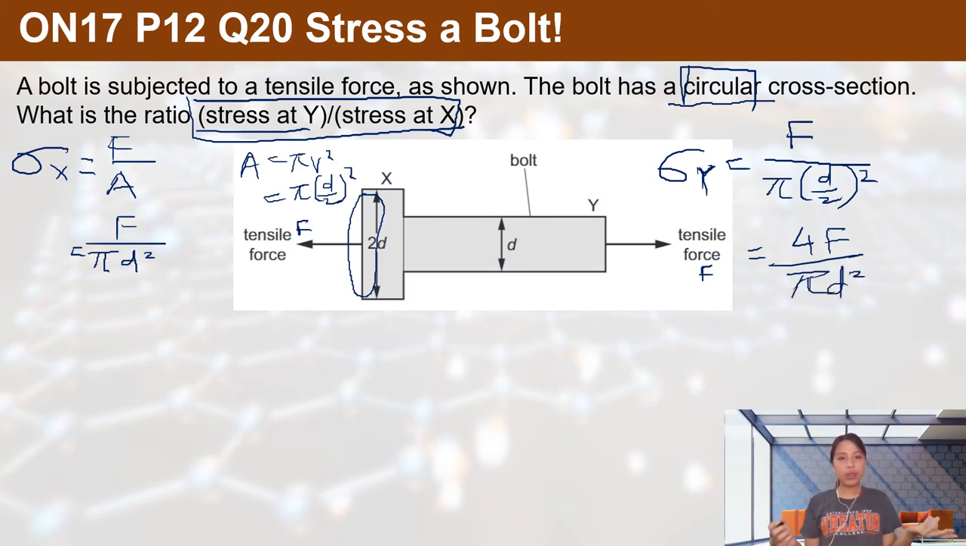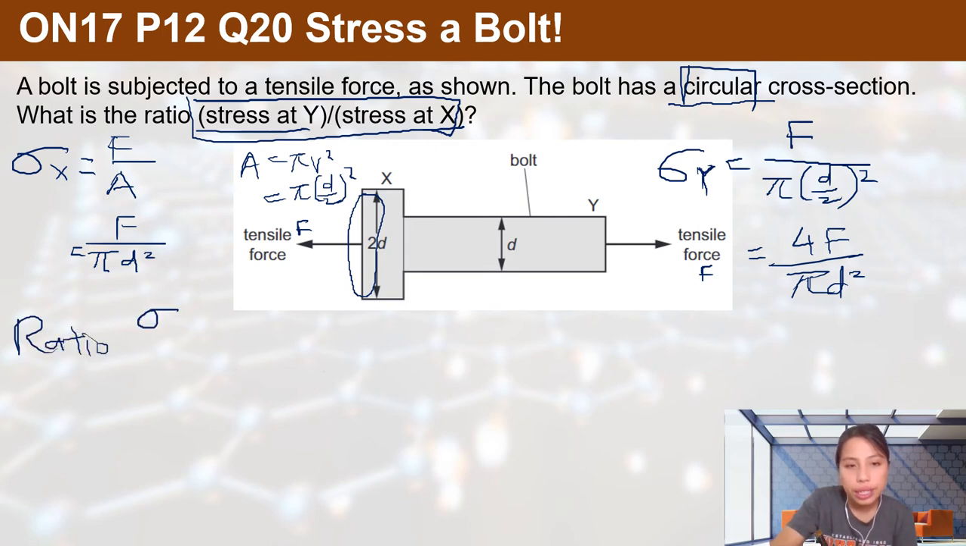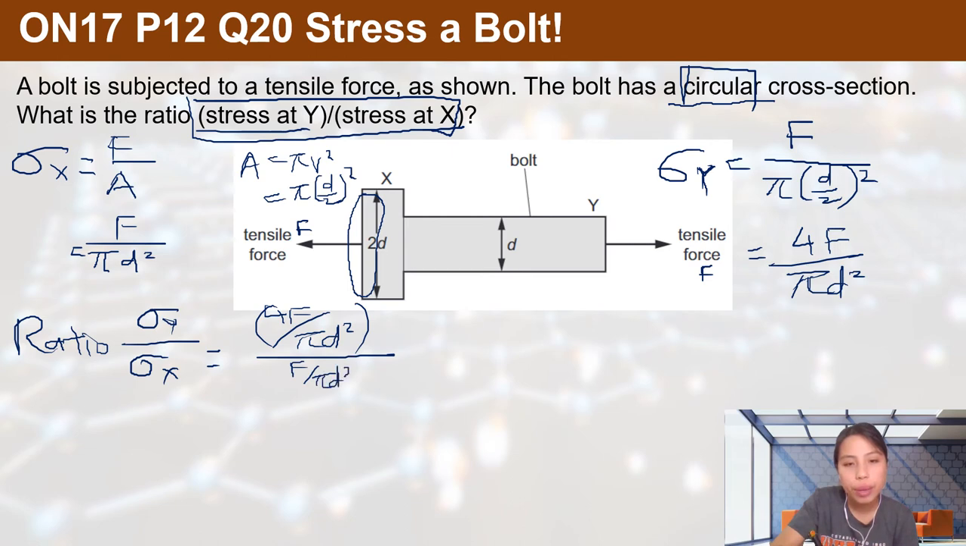So now what? You found both stresses independently. Well, you need to do a ratio. So let's find the ratio of stress at Y divided by stress at X. So we put everything together: 4F over pi D squared, divided by F over pi D squared.